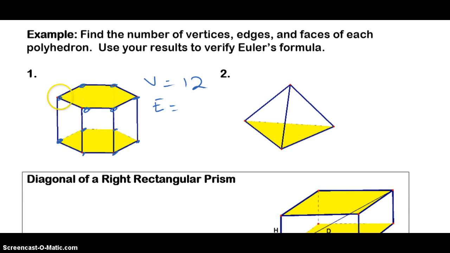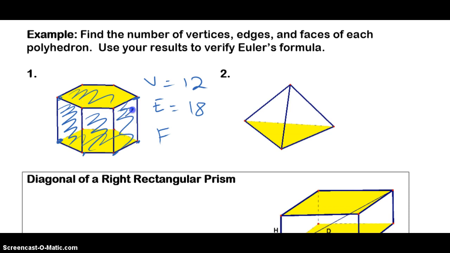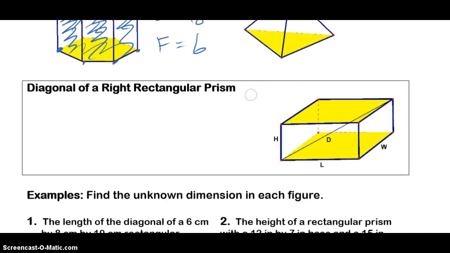The number of edges is going to be 1, 2, 3, 4, 5, 6. And then another 6 on the bottom. And then another 6 going up and down, so that altogether that's 18 edges. And then the number of faces, again, let's tidy that up a bit. Well, there's 2 faces top and bottom, so this yellow and that yellow, and then there's 6 of these, 1, 2, 3, 4, 5, 6. There we go. I'm not going to bother doing number 2, it's pretty simple.